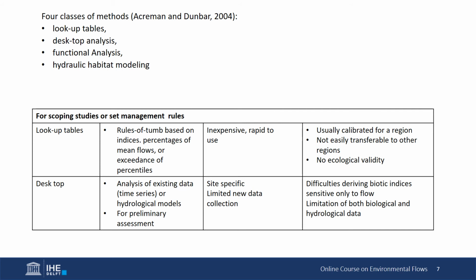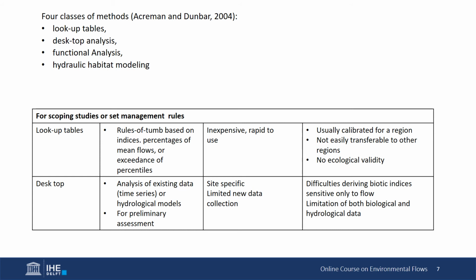Ackerman and Dunbar classify e-flows methods into major categories. Environmental flow approaches include lookup tables, desktop analysis, functional analysis, and hydraulic habitat modeling. They consider holistic approaches as another category.